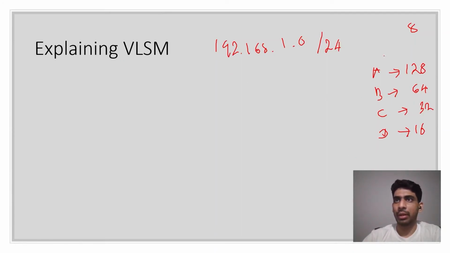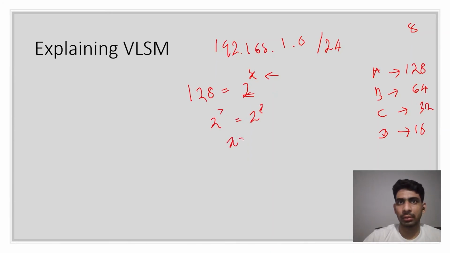So first, we have to identify how many bits are required to create a network with 128 addresses. We can get this from an equation: 128 equals 2 to the power of x. If we find x, we can find how many bits are required to create this subnet. This x stands for the number of host bits in that subnet. We all know that 128 is 2 to the power 7. So x equals 7, which means we need 7 bits for hosts.